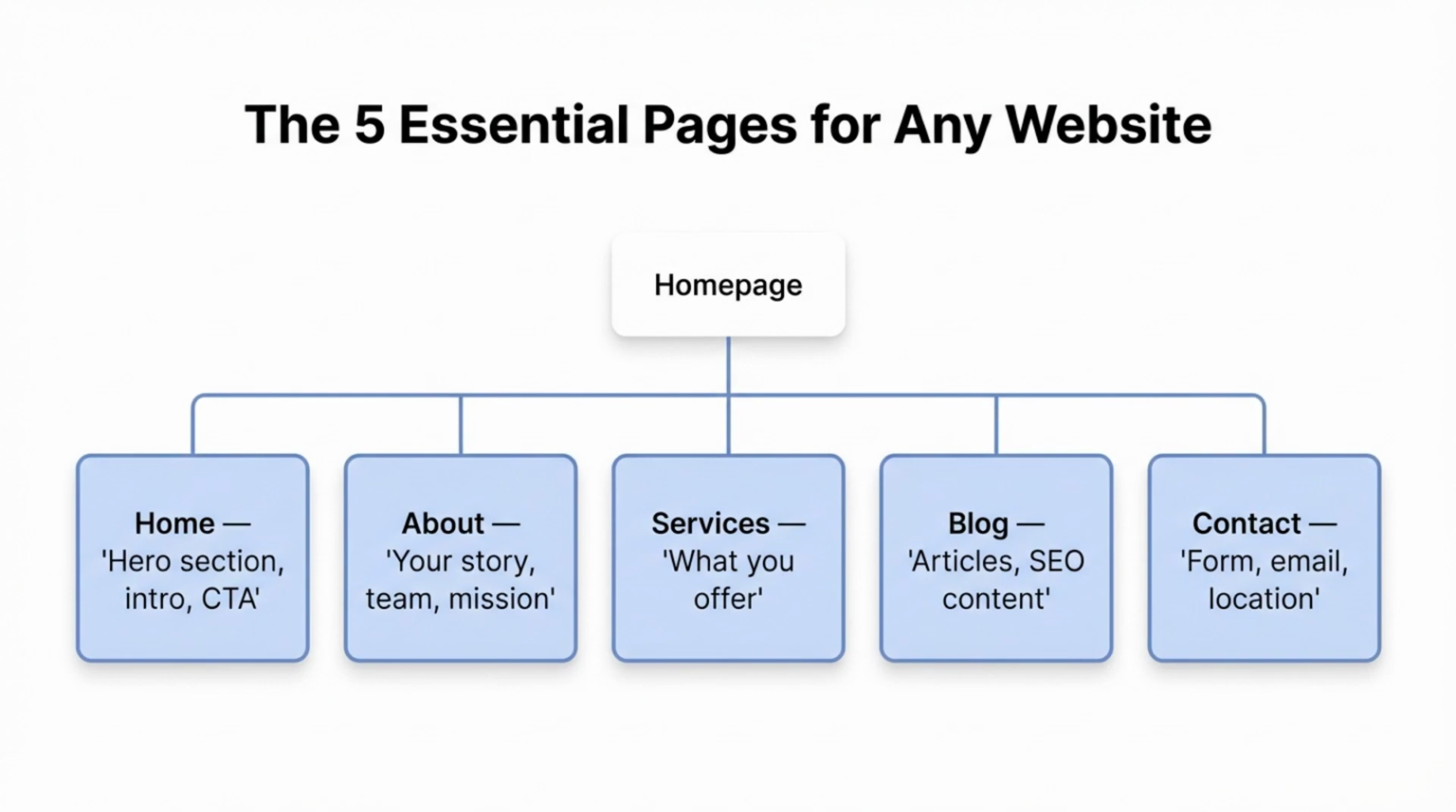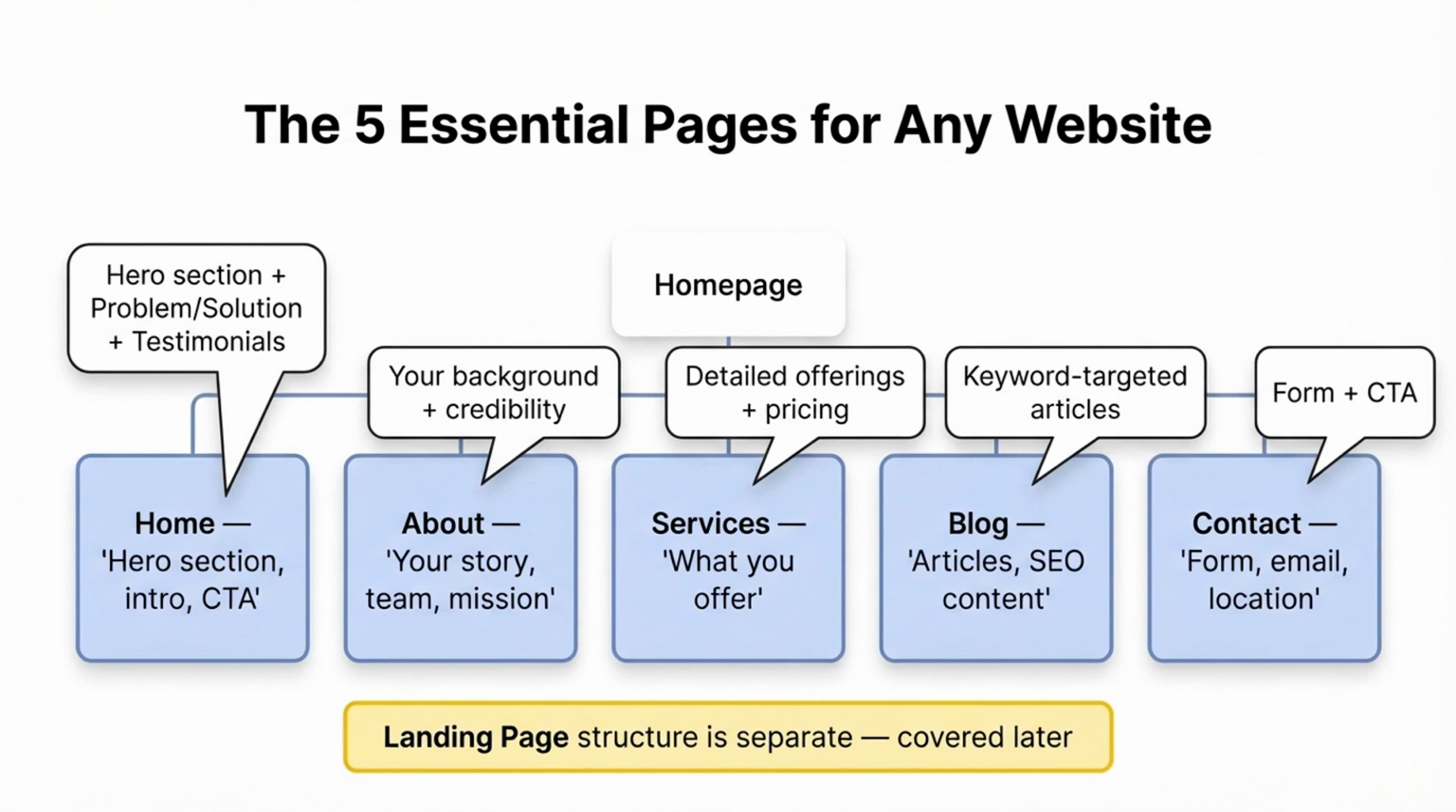Whether you're building a portfolio site, an agency site, or a business website, these 5 pages are non-negotiable: home, about, services, blog, and contact. Each one serves a specific purpose in guiding your visitor through your site. The home page draws them in, about builds trust, services explains what you do, blog drives organic search traffic, and contact gives them a way to reach you.